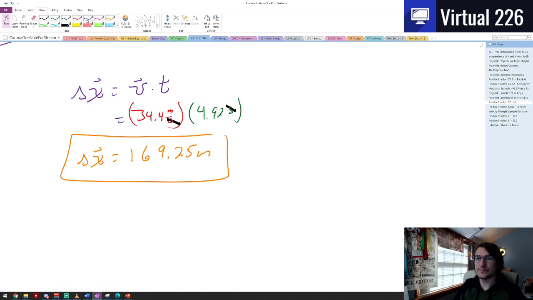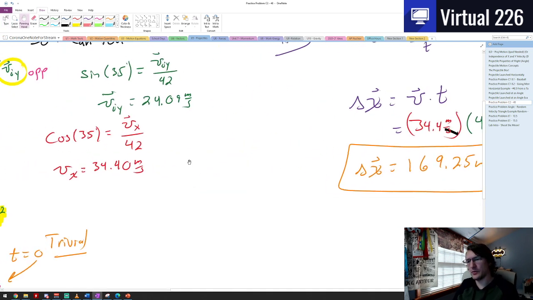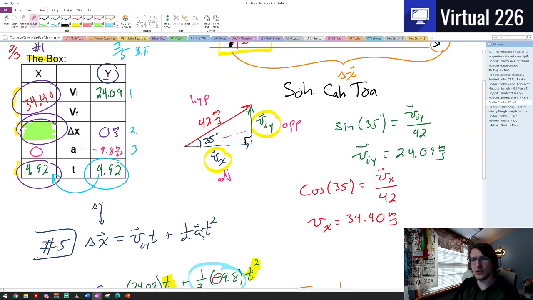Okay, so that's how we can solve that. And if we wanted to, we could go back into our box and be like, ho ho, look at this, I am the greatest. 169.25 meters. Okay. Notice in this case, we didn't actually solve for the final y velocity. We didn't need it in this problem. But technically we know what it is already.